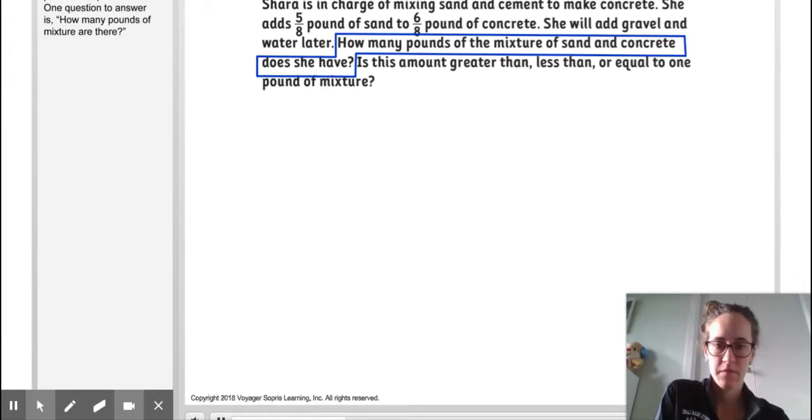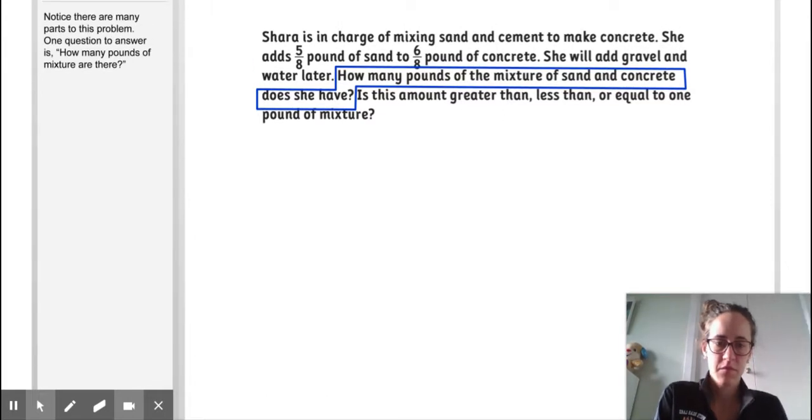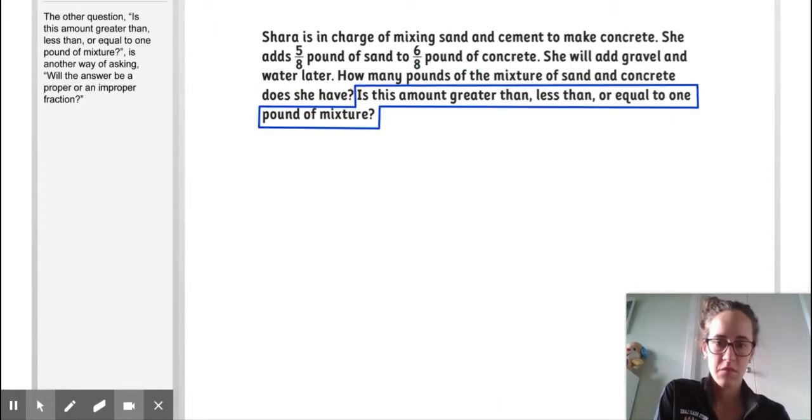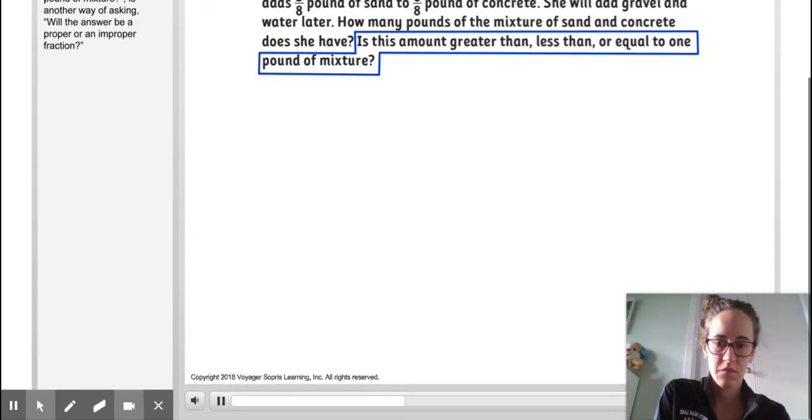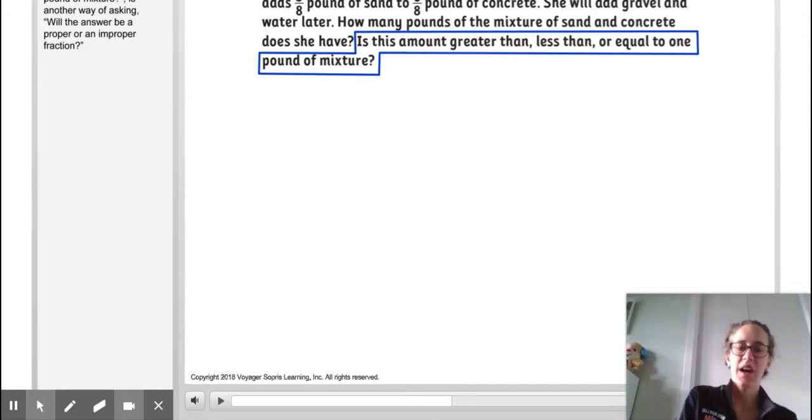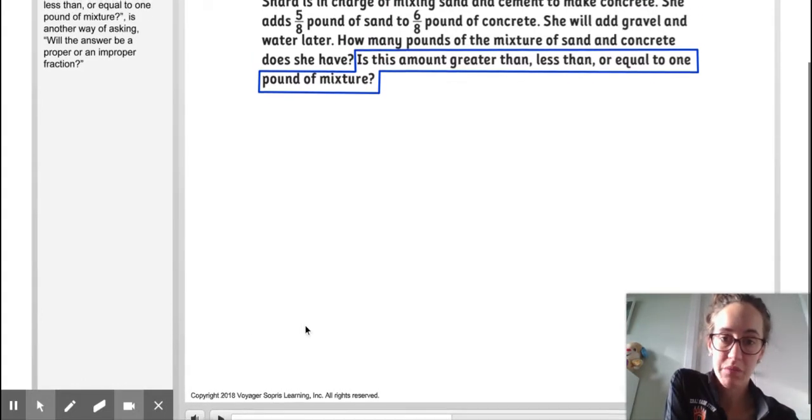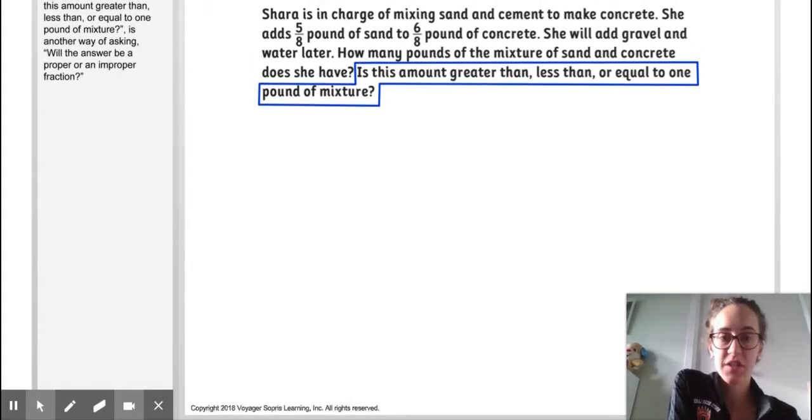Notice there are many parts to this problem. One question to answer is, how many pounds of mixture are there? The other question, is this amount greater than, less than, or equal to 1 pound of mixture, is another. Oops, I cut her off. But there's two parts to this question. So, one thing that's super important when we're solving word problems is to read through the whole thing first and make sure that we know every part of the question, because there might be multiple things that we have to figure out.